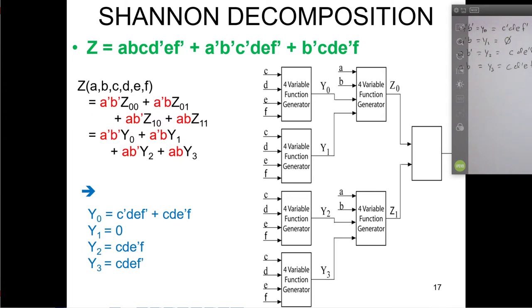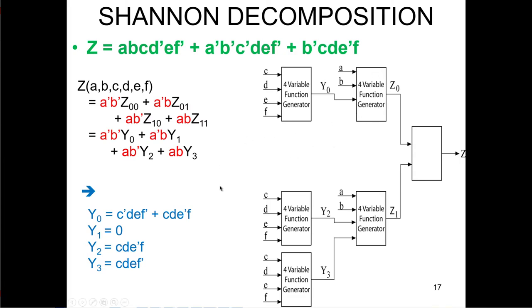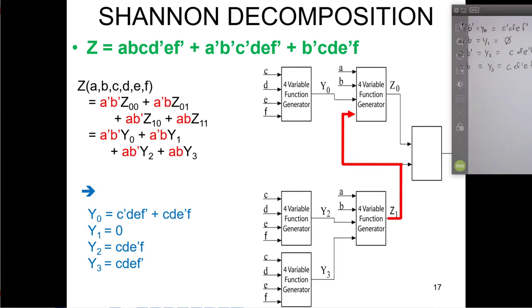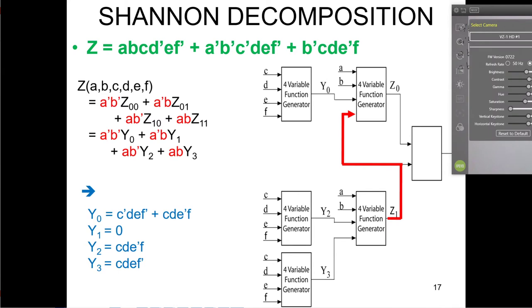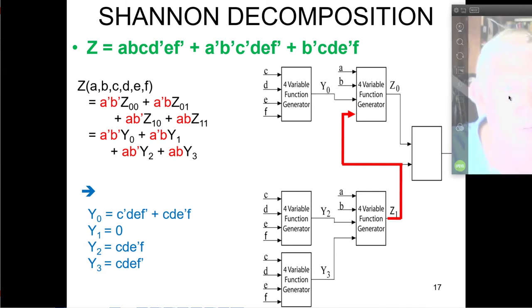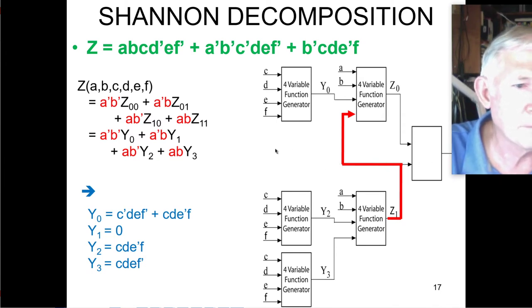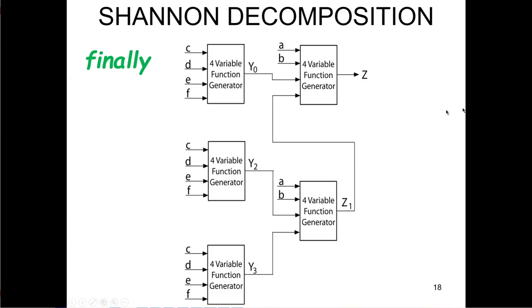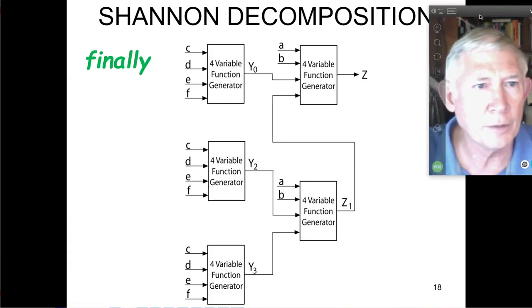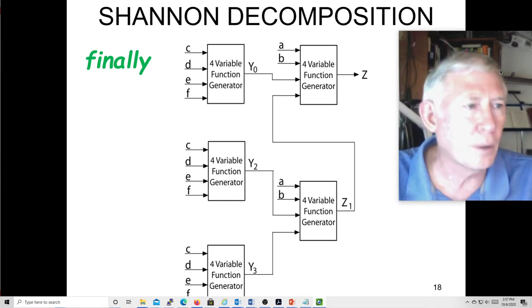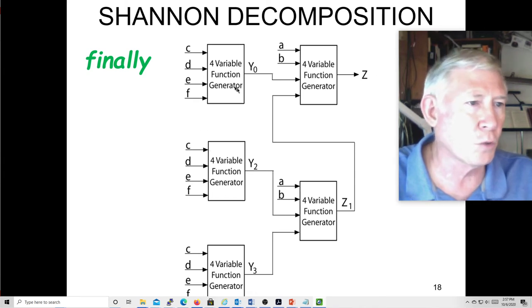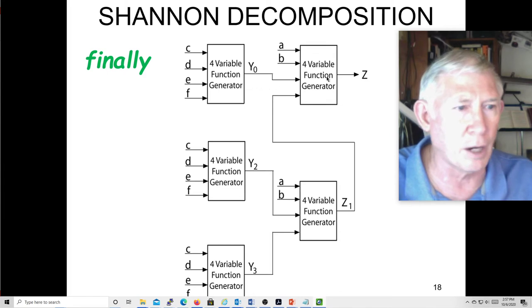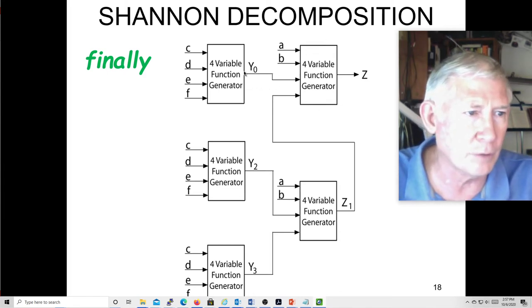Well, one of the advantages we can have, since this Y1 is a zero, is that we can save ourselves this one. So we get rid of that, and we put this line in there. Okay, so this is our final solution, and it just worked out that one of our terms, our Y1 term, was zero, so we can drop it, and that saves this. There's no Y1 we have to select here.